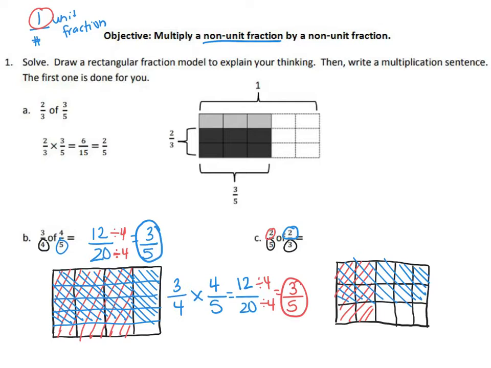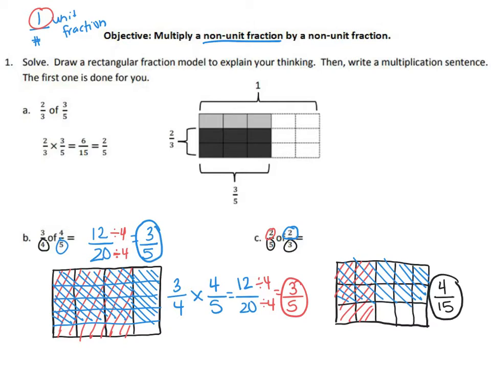So now we're looking at how many boxes have both red and blue in them. 1, 2, 3, 4. 4. And then how many boxes are there total? 1, 2, 3, 4, 5, 6, 7, 8, 9, 10, 11, 12, 13, 14, 15. So our denominator is 15. Can that be reduced or simplified? No, it cannot. So we're just going to keep it 4/15.